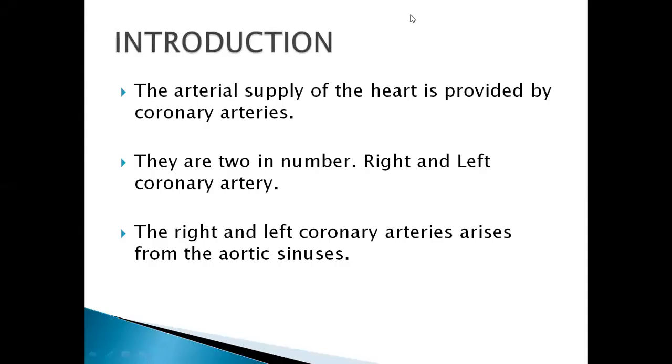The right and left coronary arteries arise from the aortic sinuses. So what are the aortic sinuses? They are outpouchings at the base of the aorta. These aortic sinuses are mainly three in number: the anterior and the posterior, and the posterior is then divided into right and left. Clear then?